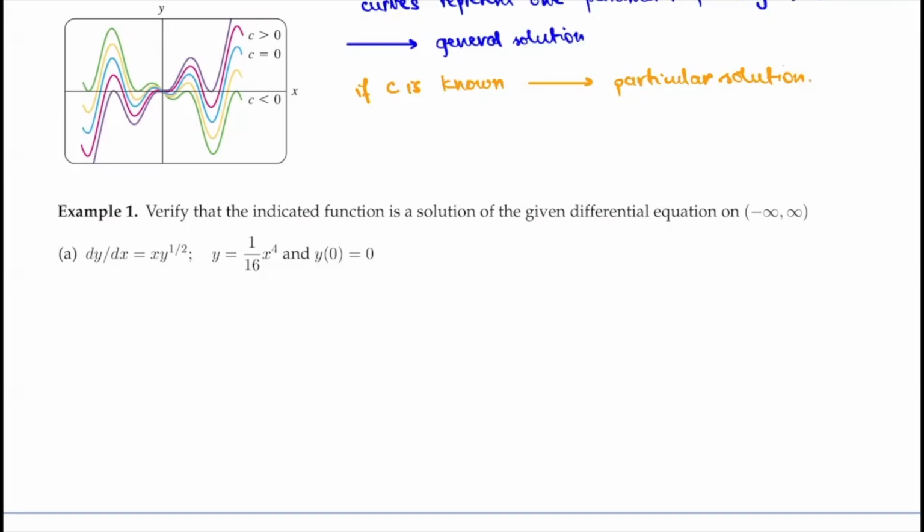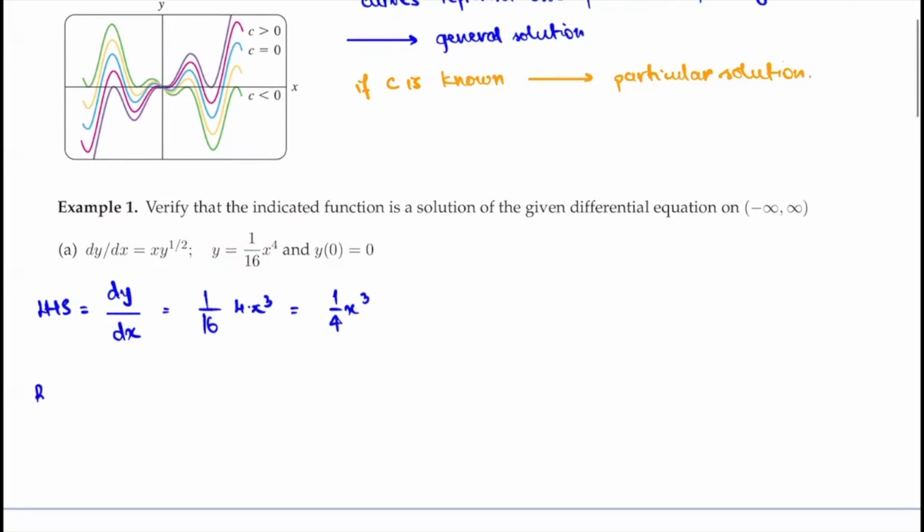All right. So the function given in this case is y equals 1 over 16 times x to the fourth. The one with y of 0 equal to 0, I'm going to do later. But let's start with y equals 1 over 16 times x to the fourth. I'm going to start with the left-hand side and the right-hand side, and hopefully you get the same answer. For the left-hand side, you get dy/dx. That means you take the derivative of both sides of this function with respect to x, and you get 1 over 16 times 4 times x to the third power. Simplified, you get 1/4 times x cubed. So that's the left-hand side.